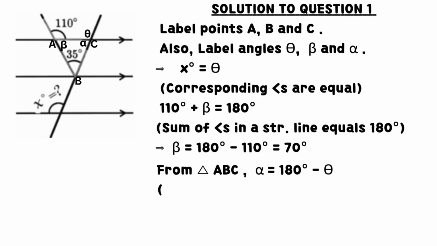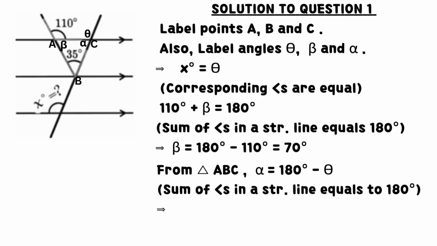From triangle ABC, alpha equals 180 degrees minus beta. It is because sum of angles in a straight line equals 180 degrees. This implies that the sum of alpha and beta plus 35 degrees equals 180 degrees.